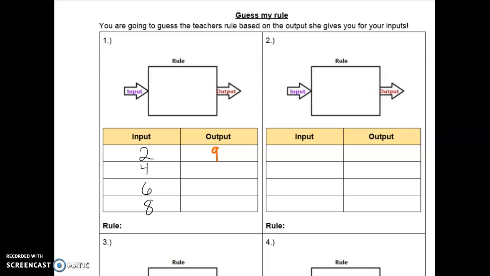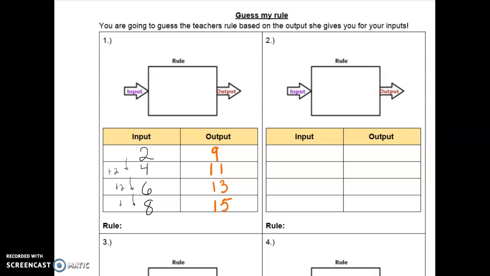And if they said 4, I'd say 11. And then if they said 6, I would say 13. And 8, I would say 15. So now I'm going to help you with the first one here. I know the input is 2 and the output is 9. These are increasing by 2s, right?